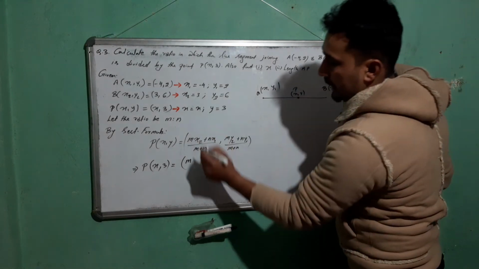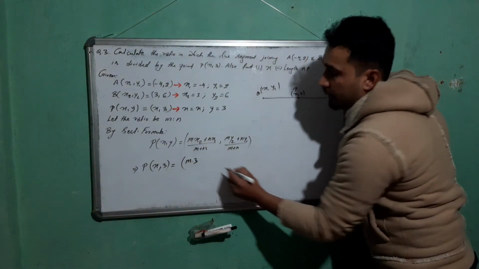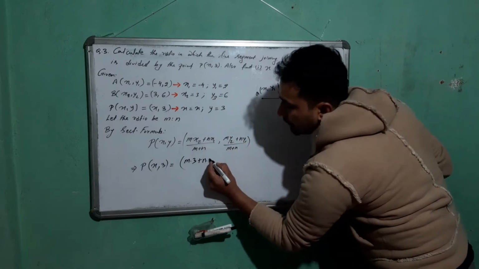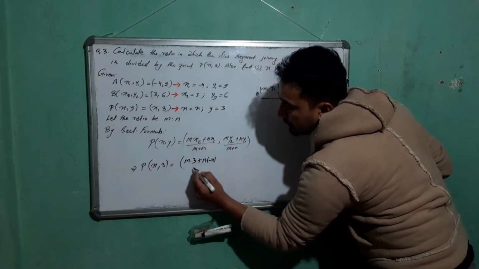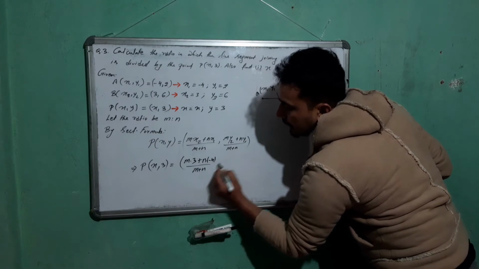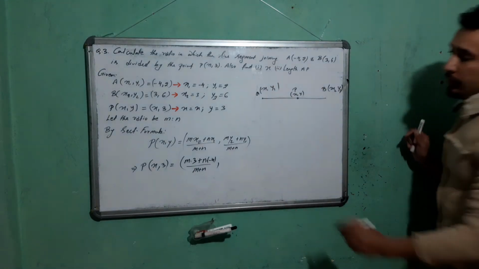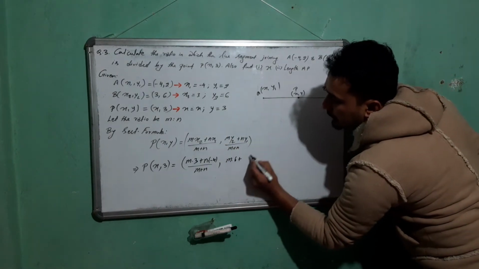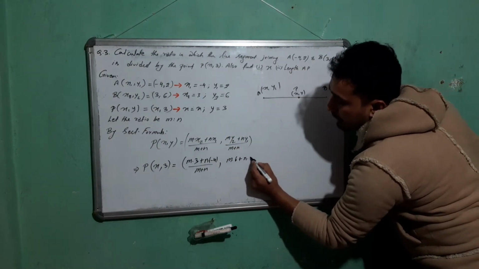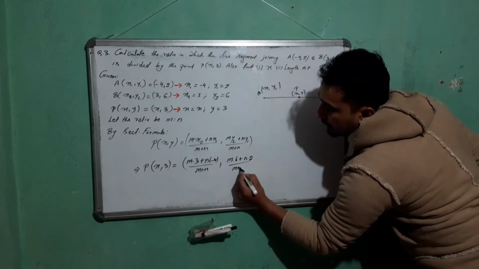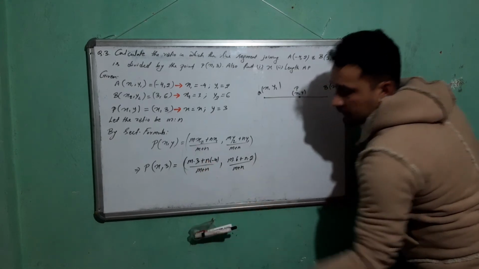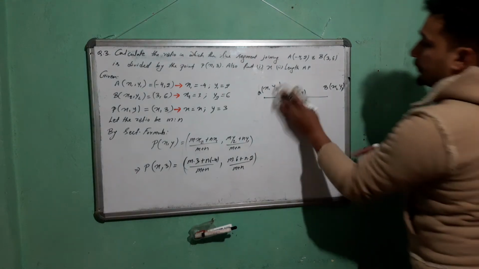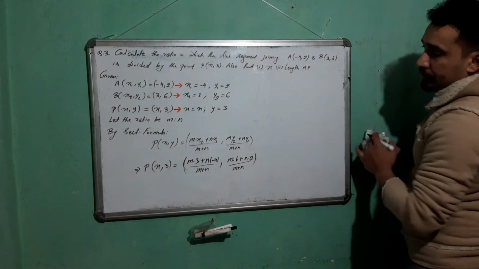x2 is 3, so m dot 3, plus n is unknown, x1 is minus 4, I'll write within bracket, divided by m plus n, comma m is unknown, y2 is 6, plus n is unknown, y1 is 2, divided by m plus n. From here let's simplify.